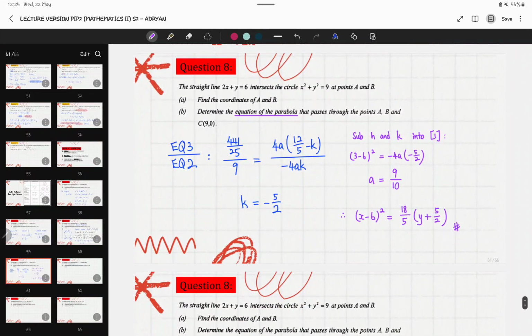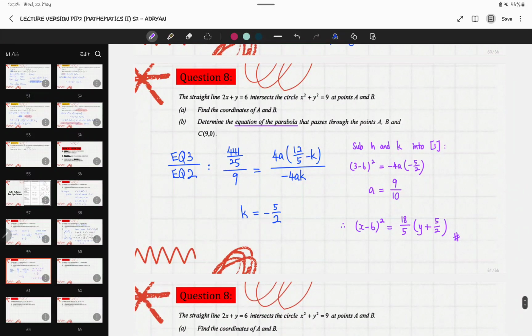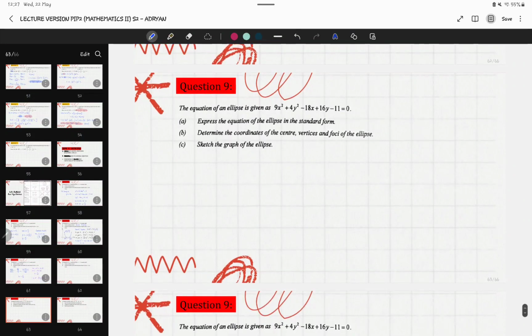Okay, so this is for question number 8. This is the answer for question number 8. Okay, moving on, we have question number 9. So the equation of an ellipse is given as such. So express the equation in the standard form. So standard form maksudnya yang x minus h squared over a squared plus y minus k squared over b squared and so on. So we are trying to solve for the standard form.